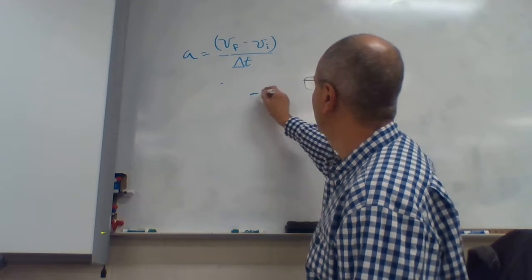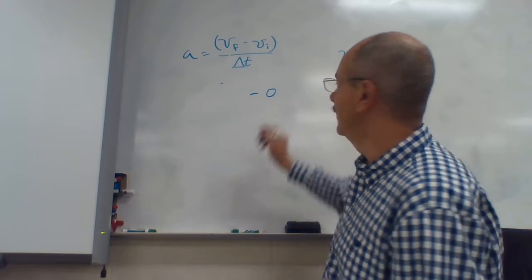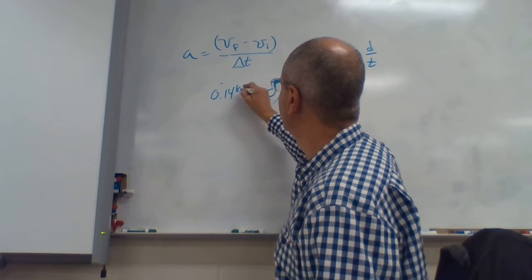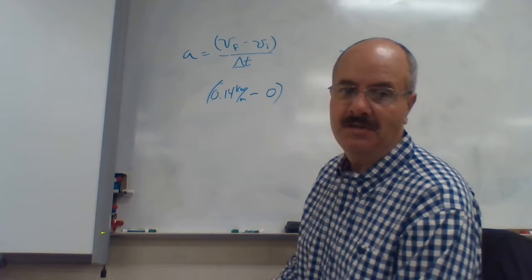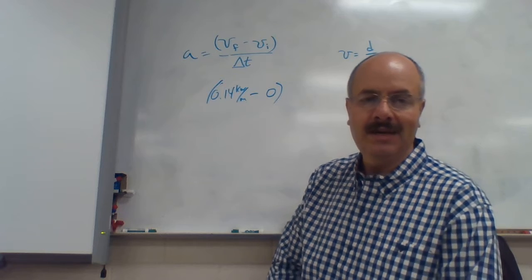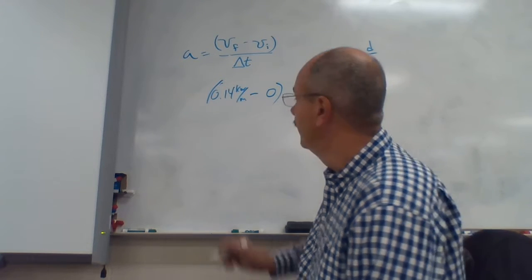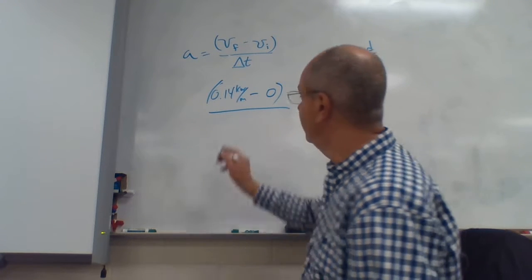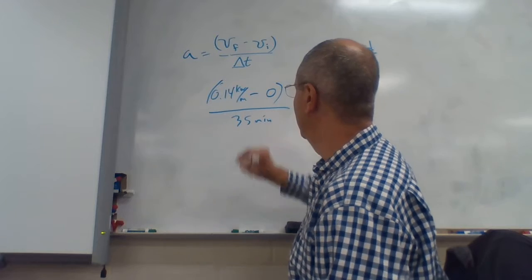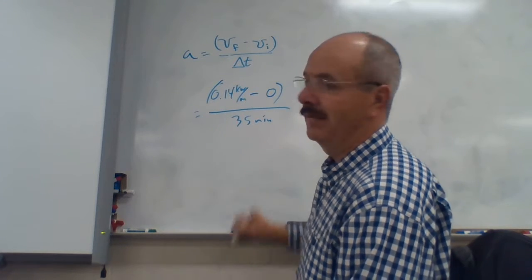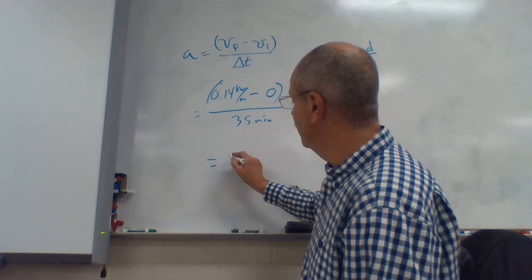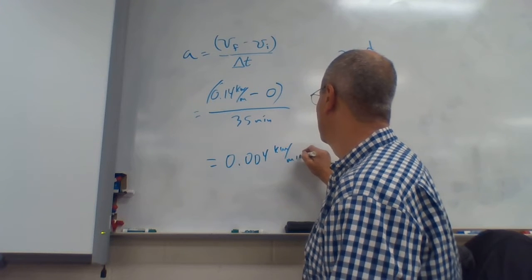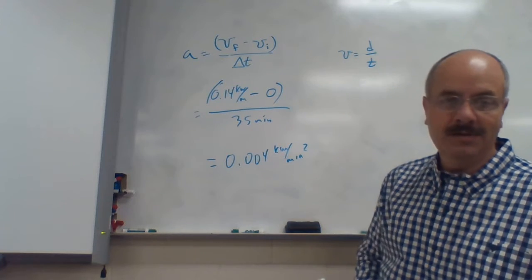So we have her final velocity, or initial velocity was 0. That's what she started at. What was her final velocity? 0.14 kilometers per minute is what she ended up at after she got to the 5 kilometer mark. And how long did it take her? 35 minutes to do that. So we divide that out, 0.14 divided by 35. We get her acceleration is 0.004 kilometers per minute squared, because we've got two units a minute.